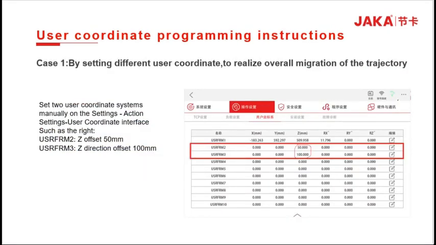User coordinate system application case 1. Set different user coordinate systems to achieve the overall migration of the motion trajectory. In the interface for setting user coordinates, set two user coordinates by manual setting, such as user coordinate systems 2 and 3 in the right picture. The offset in the Z direction is 50 mm and 100 mm respectively.